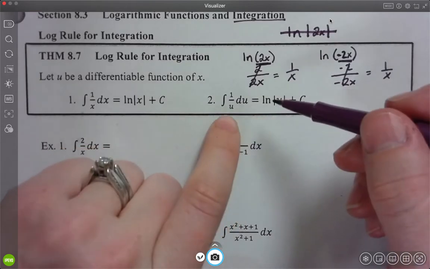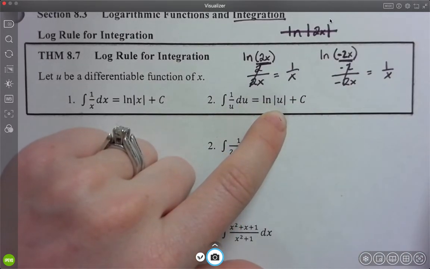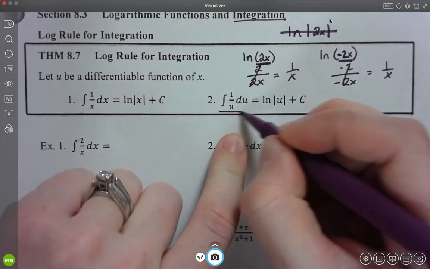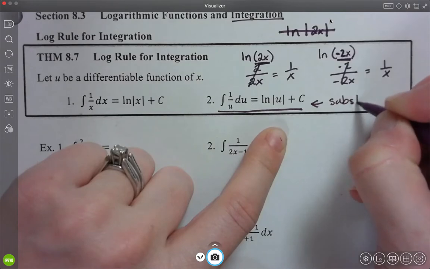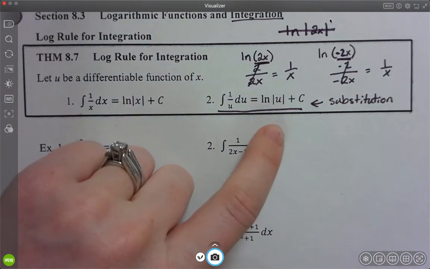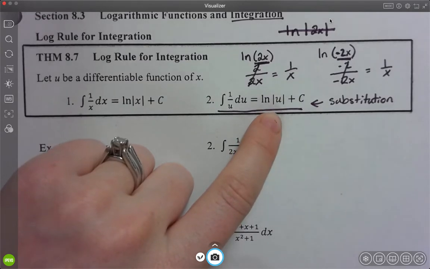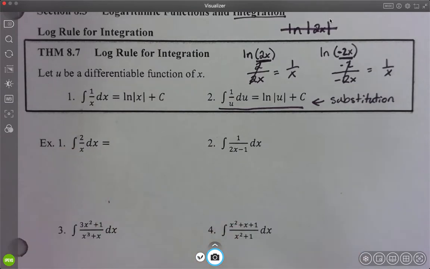Same thing here, 1 over u is, the antiderivative of 1 over u is ln of u plus c. And the reason why they write this here is they're saying you can use substitution. And this would be the format that you use it in. So you would convert everything to u's and then take the antiderivative. So that's kind of set up for substitution, okay?